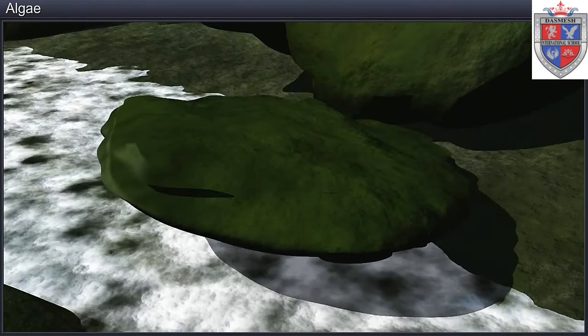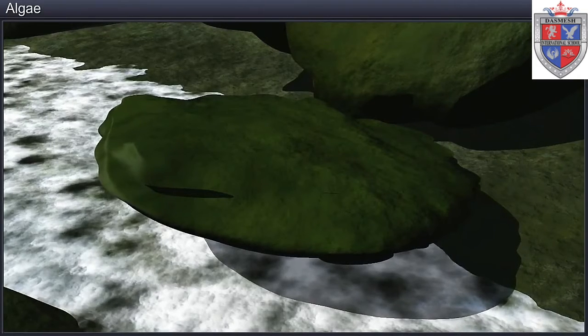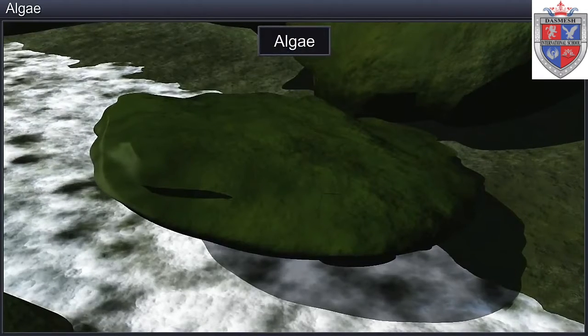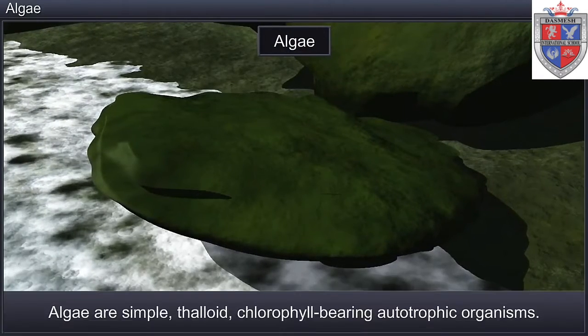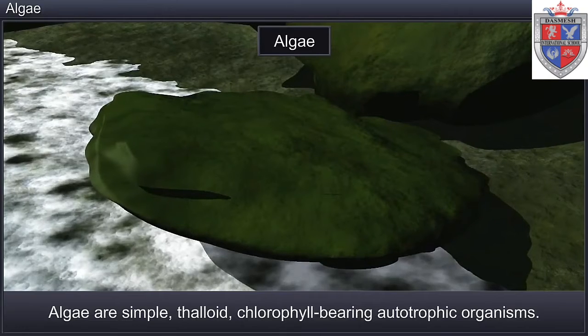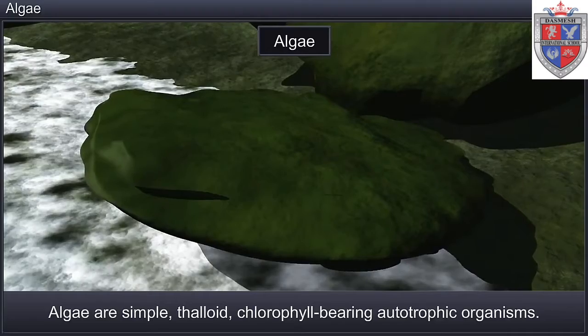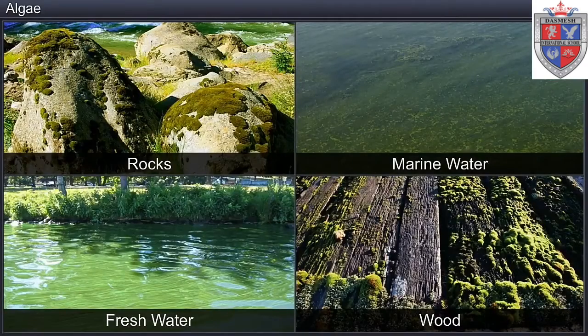Students, you must have seen a green slimy layer on the stones which are near the oceans, and this green layer is known as algae. So the algae are simple, thalloid, chlorophyll-bearing autotrophic organisms. You can easily spot these algae on rocks and moist stones, in marine and freshwater, as well as on wood.